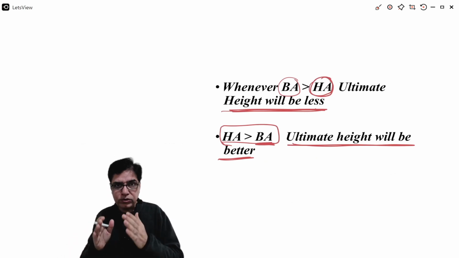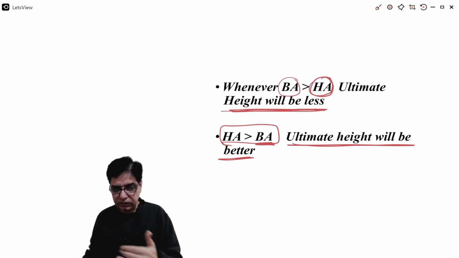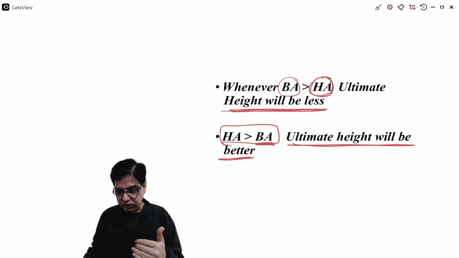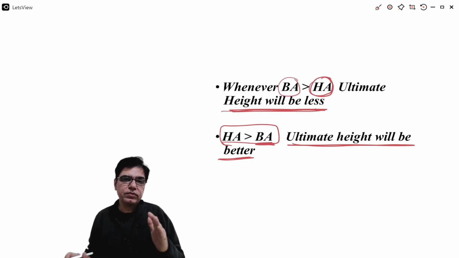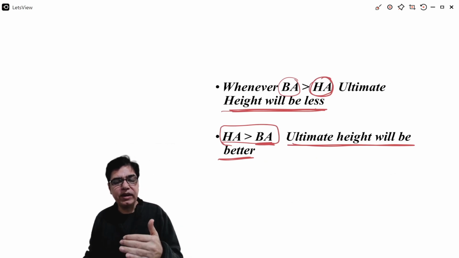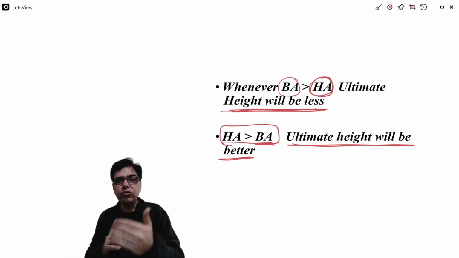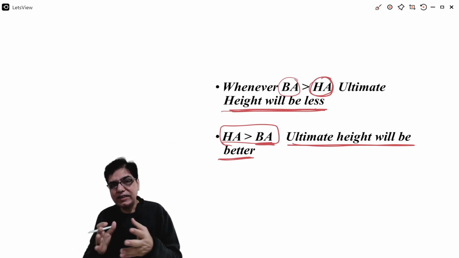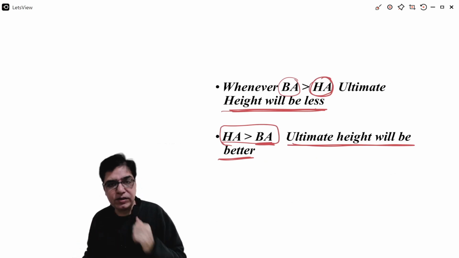So for prognostication, it is very important which is greater than what. Is it the bone age which is greater than the height age, or is it the height age which is greater than the bone age? So remember, if bone age is more, there is less potential for further growth, so the ultimate height would be less. Bone age low means it still has potential to grow if an appropriate intervention is done, and therefore the final height, if an intervention is done, would be better.